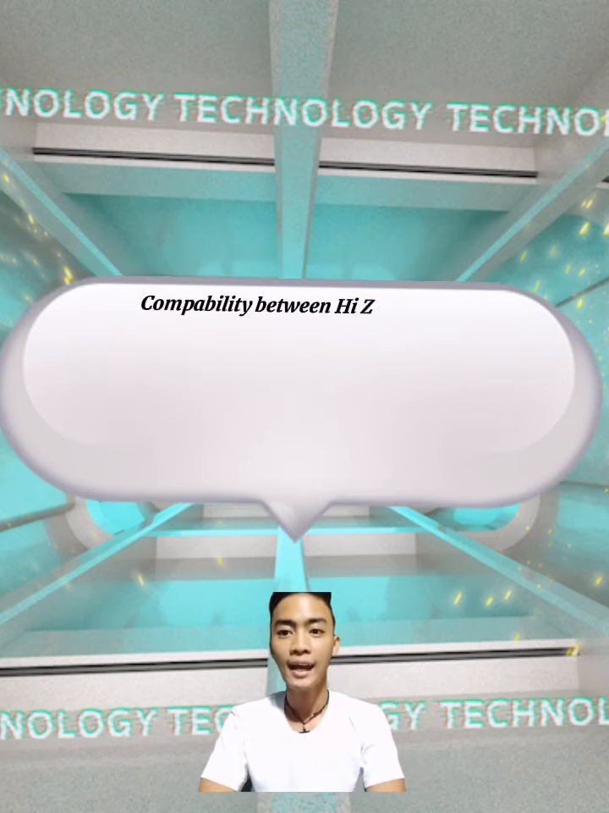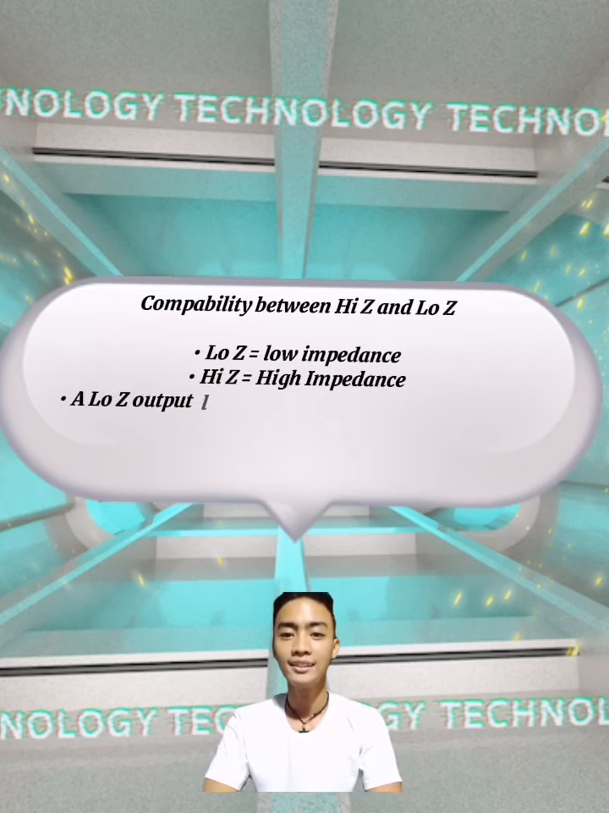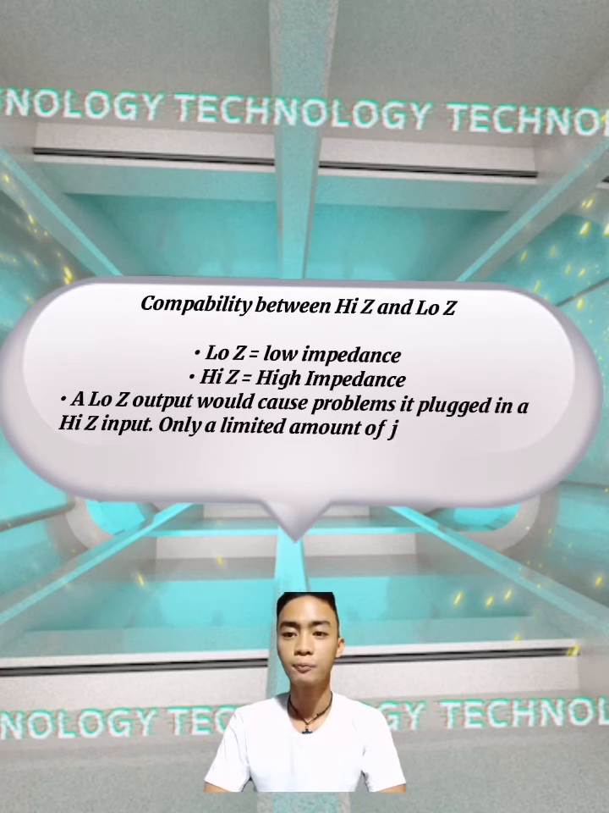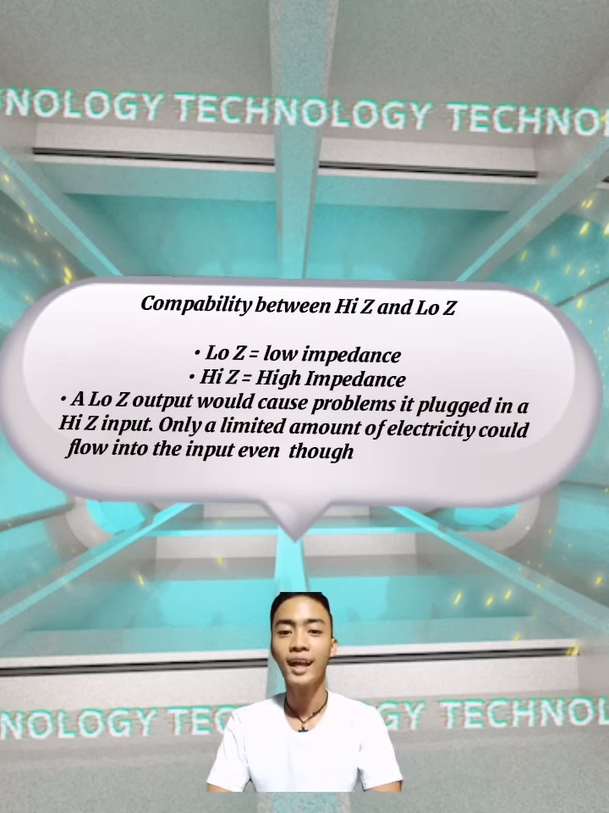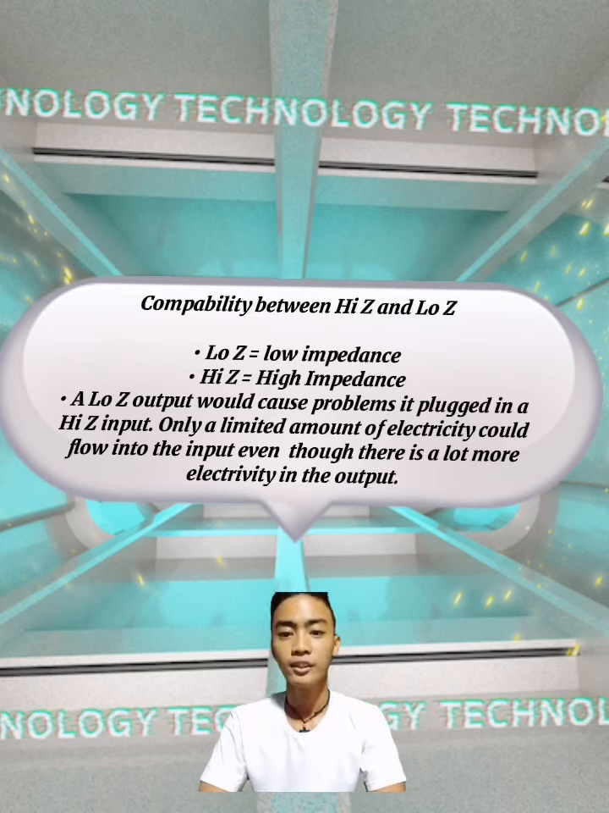Compatibility between high Z and low Z. Low Z means low impedance, and high Z means high impedance. A low Z output would cause problems if plugged into a high Z input. Only a limited amount of electricity could flow into the input even though there is a lot more electricity in the output.